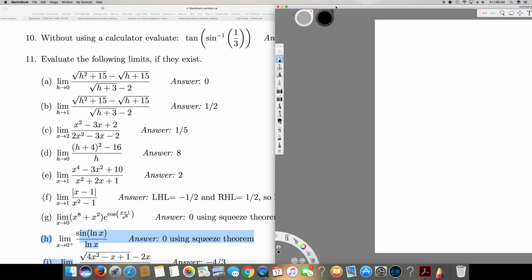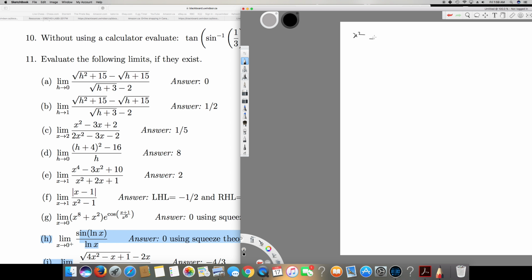So the next question is limit x approaches 2 of x square minus 3x plus 2 over 2x square minus 3x minus 2. The answer is given as 105. Let's see how they consider the answer. If I factor the top one, when I multiply I have to get plus 2, and when I add I have to get negative 3. So I'll multiply negative 2 and negative 1, and add negative 2 and negative 1.